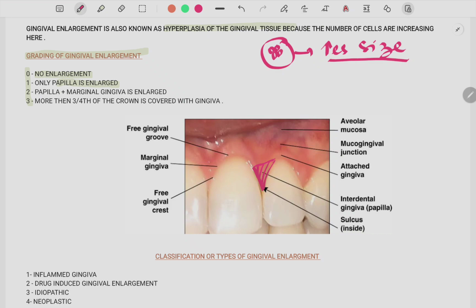In grade 2, you will see that your papilla along with the marginal gingiva is going to be enlarged. And in grade 3, more than 3/4 of the crown surface is going to be covered. So at times, the gingiva can be so enlarged and swelled up that it can cover your entire tooth surface.